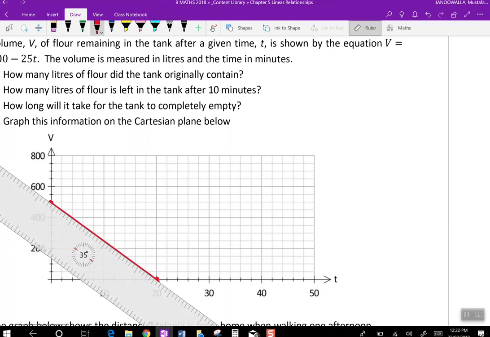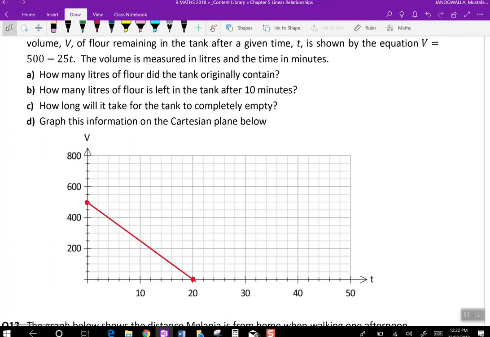So how I knew this is from the previous questions. It said in part A, when t is 0, we found v was 500. So those are the 2 points I'm plotting. In part C, we found when v equals 0, t was 20. So I plotted those 2 points and I drew my straight line graph through the 2 points that I've plotted. Any questions with that?